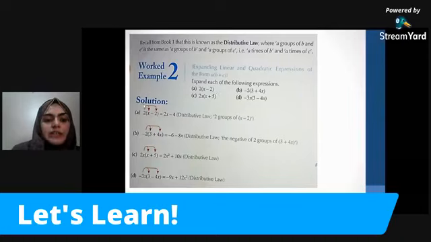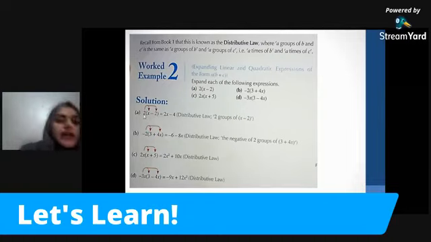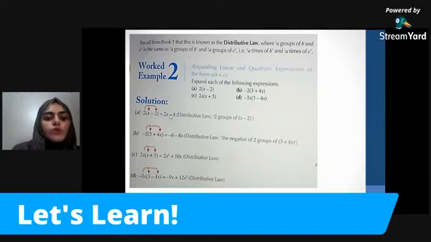So if you guys can see, if I'm going to multiply 2 by the bracket x minus 2, I will distribute the 2 with x also. That is, I will be multiplying 2 with x and 2 with 2 also. So 2 times x is 2x, then the minus sign will come here as it is, and 2 times 2 is 4.